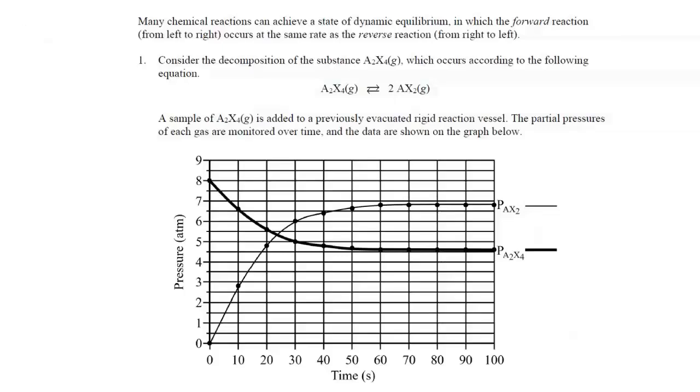Many chemical reactions can achieve a state of dynamic equilibrium in which the forward reaction, from left to right, occurs at the same rate as the reverse reaction, from right to left. Question 1.